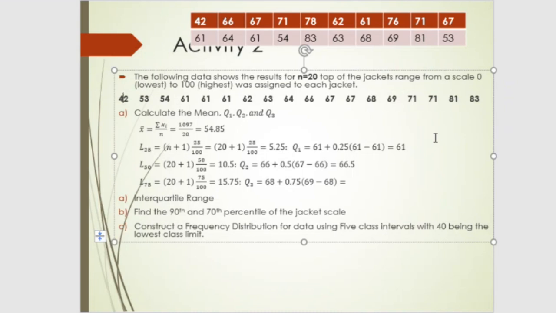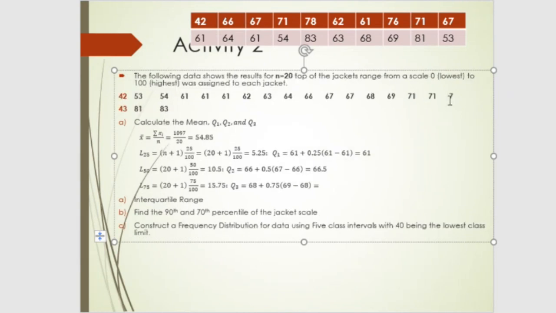There are two missing values here, which might mean that everything that we did is wrong. Let's go back to our data. 42 is fine, right? Yes, sir. The missing numbers are 76 and 78. Okay, 76 and 78. What's happening here?